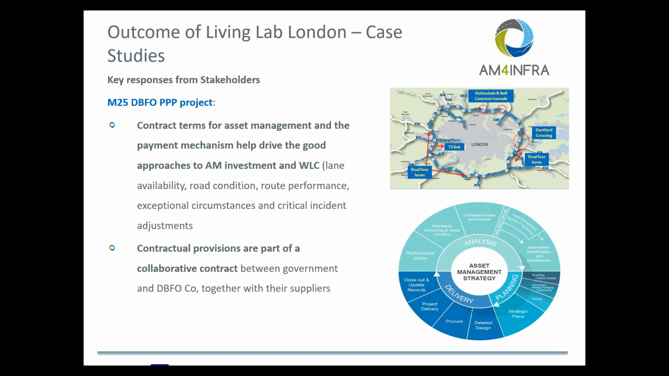And then there's also an understanding of how contractual provisions are part of the collaborative contract between the government and the DBFO consultants, together with their suppliers. So really driving collaboration between the various stakeholders. So the two pictures on the right-hand side, you will see one highlighting the M25 and the different projects that are along there. And then at the bottom is the asset management strategy and how the M4 partnership works and how they develop the asset management. So looking at the analysis first, then planning, understanding, and that there is a circular approach that is done, and everything leads to the other, so everything is connected to one another.